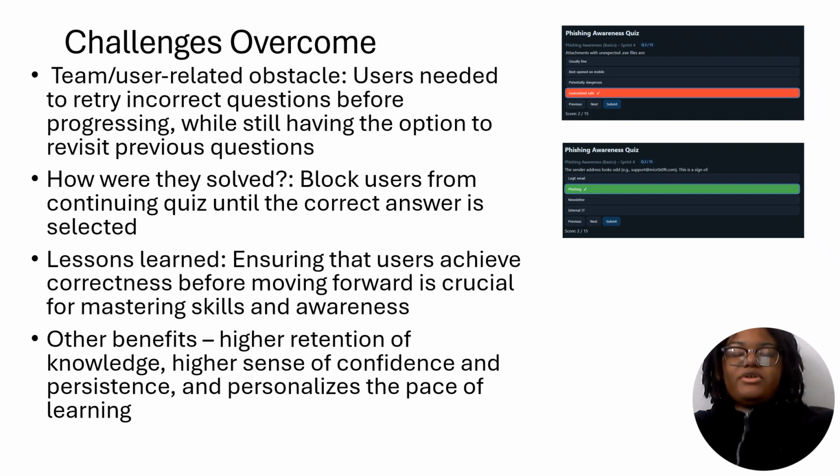They'll choose any answer they want for that question, then they'll submit it, and if it was correct, it'll be green, and they'll be able to move on to the next question. However, if it was red, that means it was incorrect, and they will have to retry. If they wanted to go back to previous questions, maybe that will help them with the question they're currently on. They're able to do that.